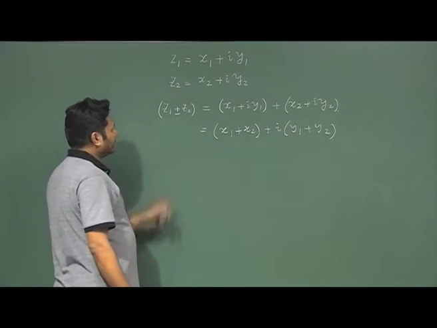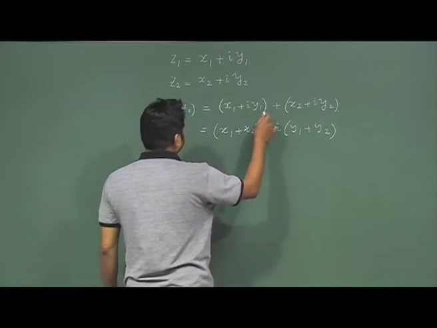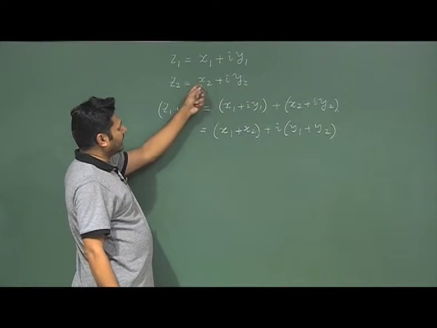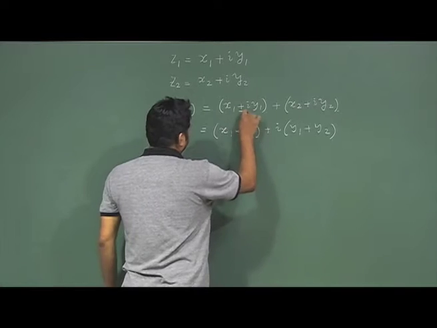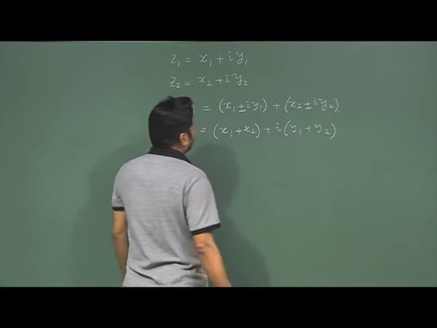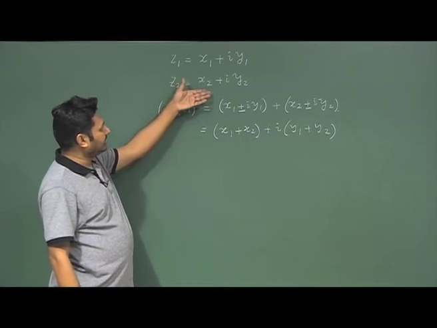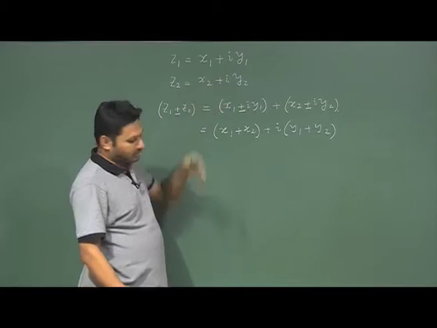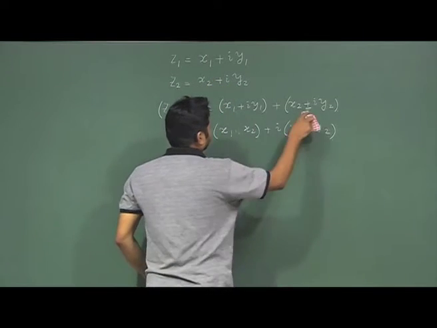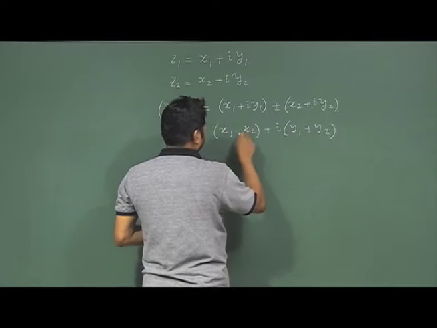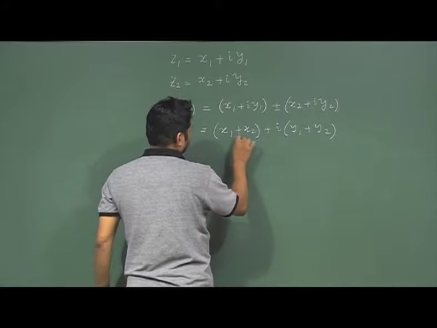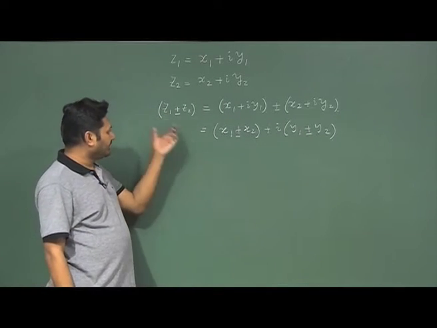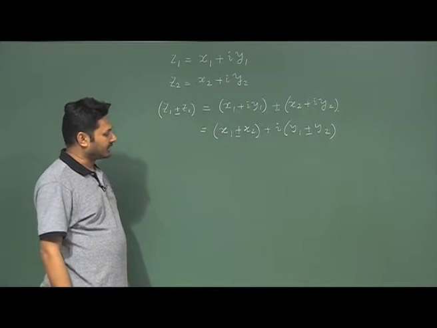If I put plus minus, so this quantity, if instead of adding I will have a minus, so this sign will be minus and this sign will be minus. Sorry, this plus minus should not be here, it should be here. So, I will have a minus sign here and a minus sign here. So, this is the addition and subtraction of complex numbers.